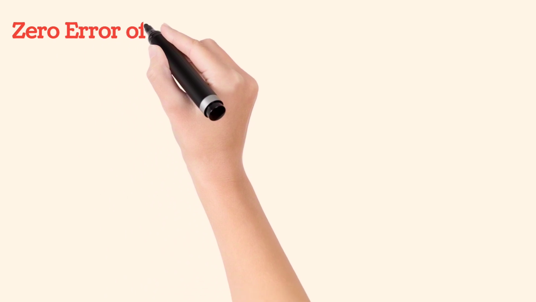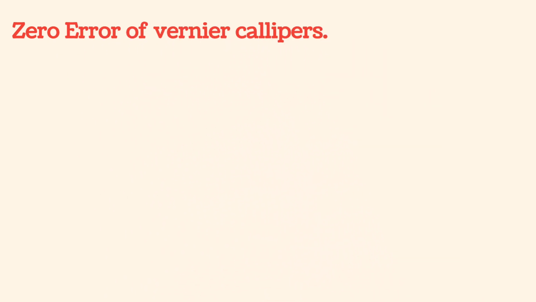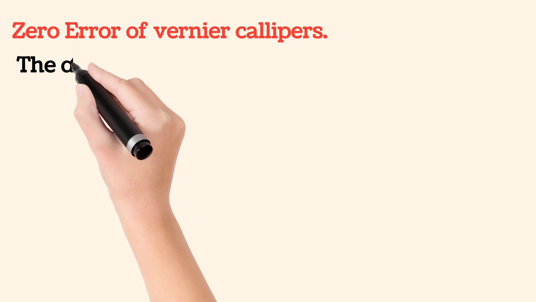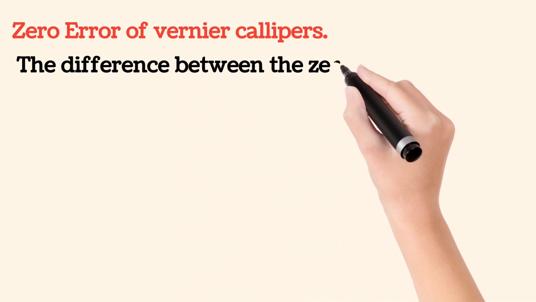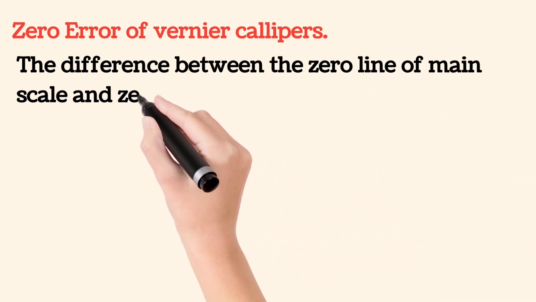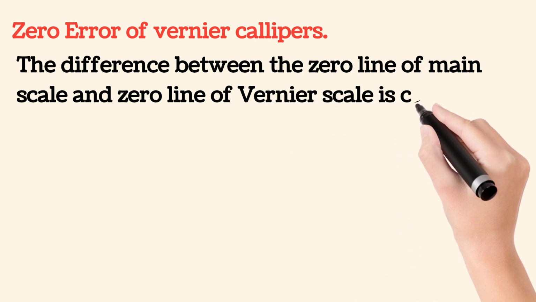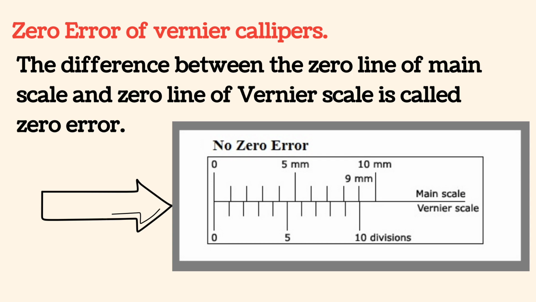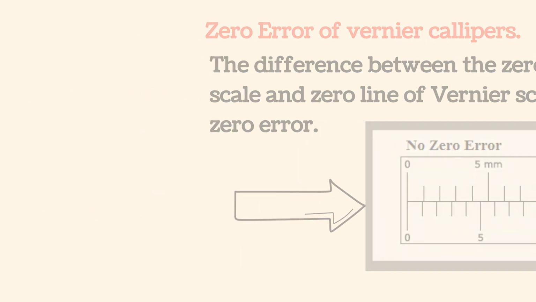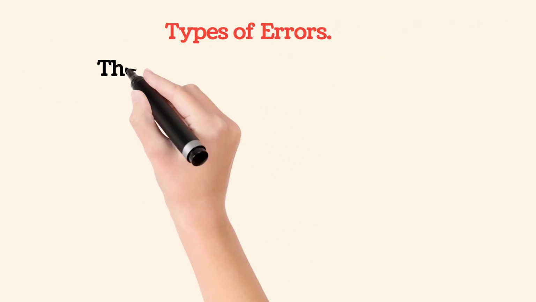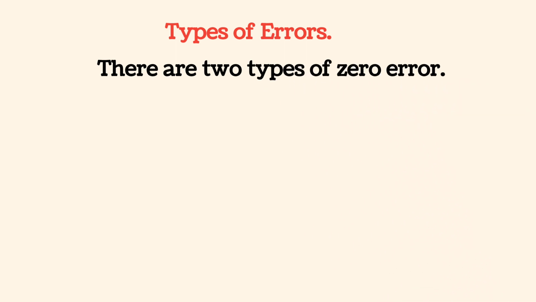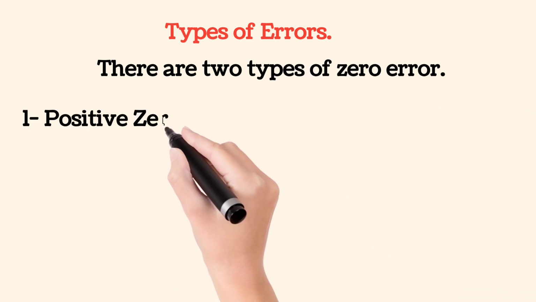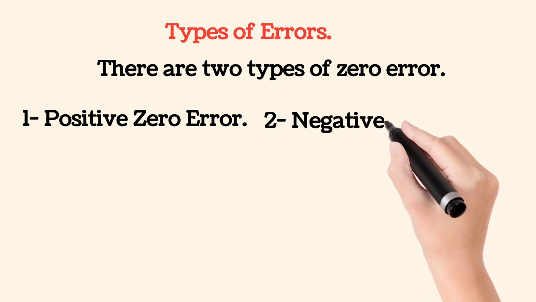Zero error of Vernier Callipers. It can be defined as the difference between zero line of main scale and zero line of Vernier scale, called zero error, as shown in figure. Types of error. There are two types of zero error. Number 1, positive zero error, and number 2, negative zero error.